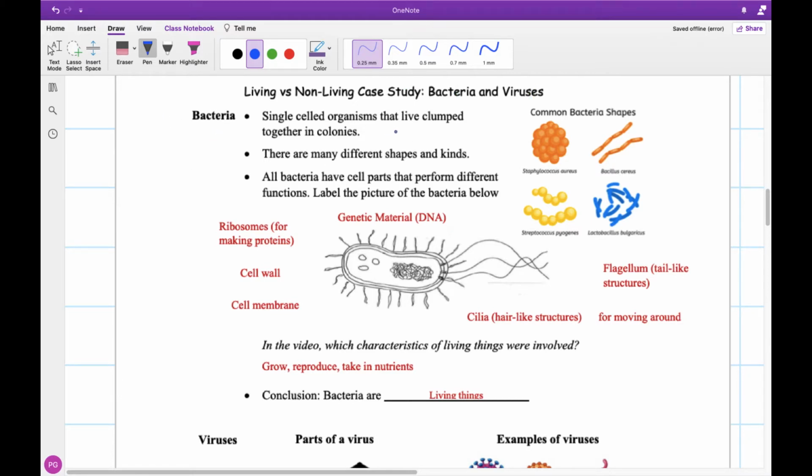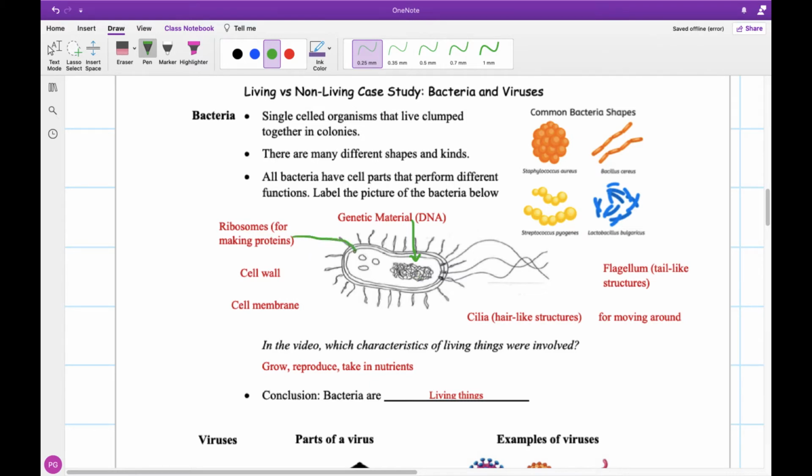They are single-celled organisms. Oftentimes they live clumped together in colonies. They can have different shapes depending on what kind of bacteria they are. And they all have cell parts that perform different functions. So this is a pretty simple diagram of a typical looking bacteria. This coiled stuff in the middle here, that's their DNA. If you remember from last time, they don't have a nucleus to hold it all in, so it's kind of just hanging out, just all over the place.